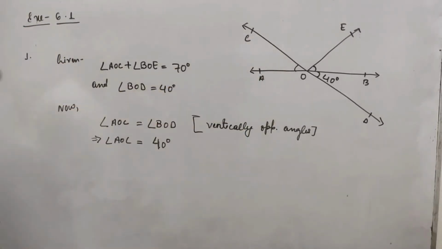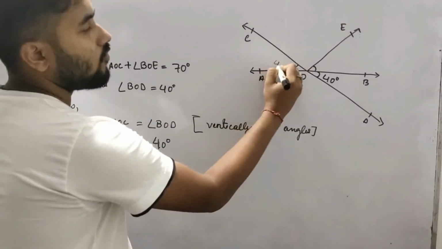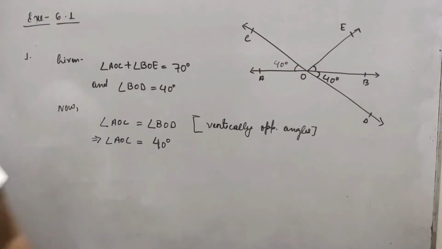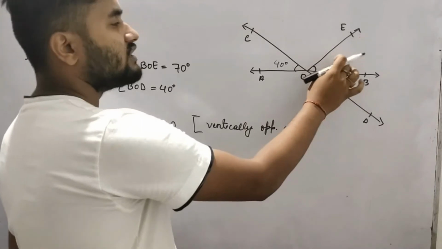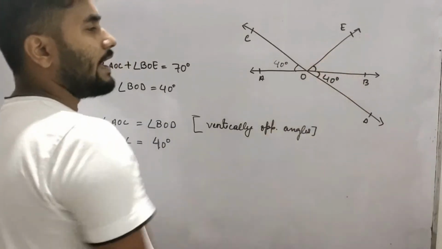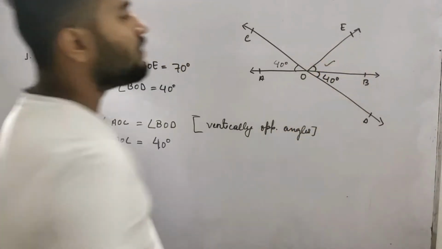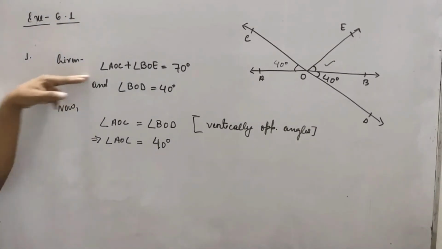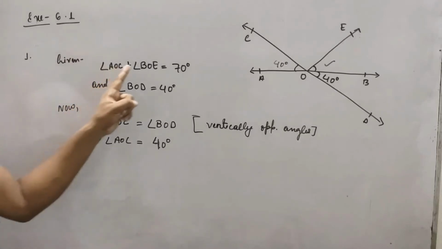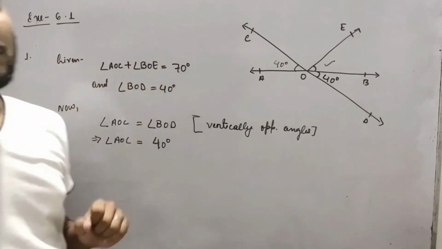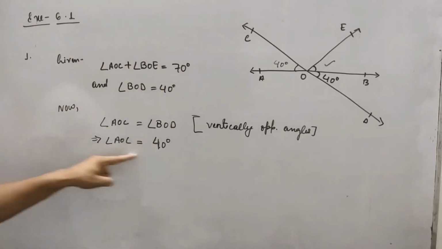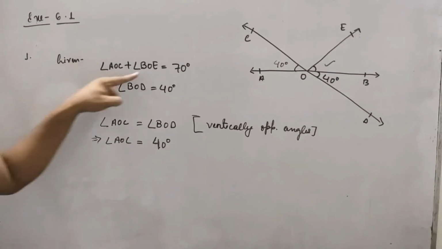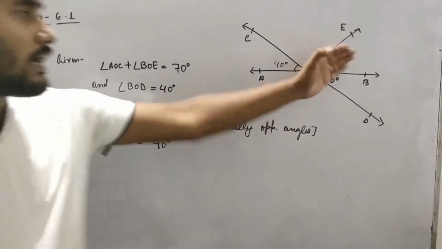So we have got this angle. This angle is also 40 degree. This one we have got. Now you see, we need this angle, right? In the question, we are asked to find angle BOE. How will we find angle BOE? See, now we can use this one. Angle AOC plus angle BOE is equal to 70 degree. If we put the value of AOC as 40 degree, we will get angle BOE. We will get our answer.